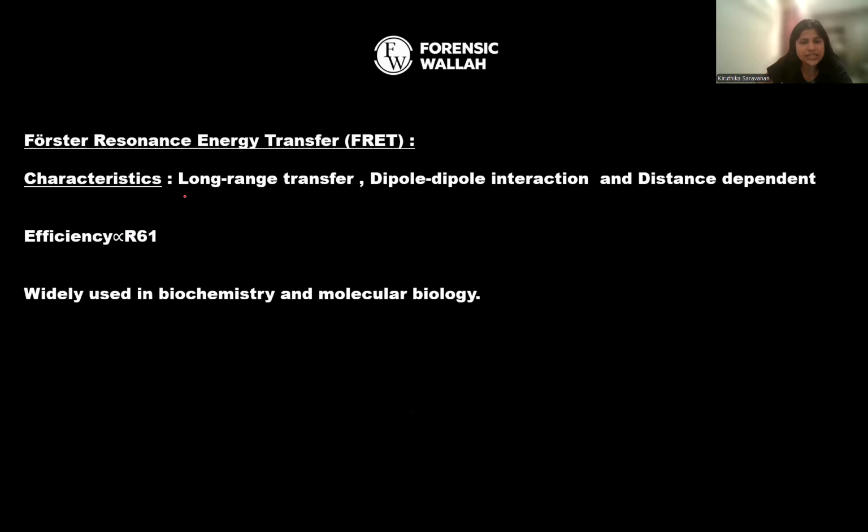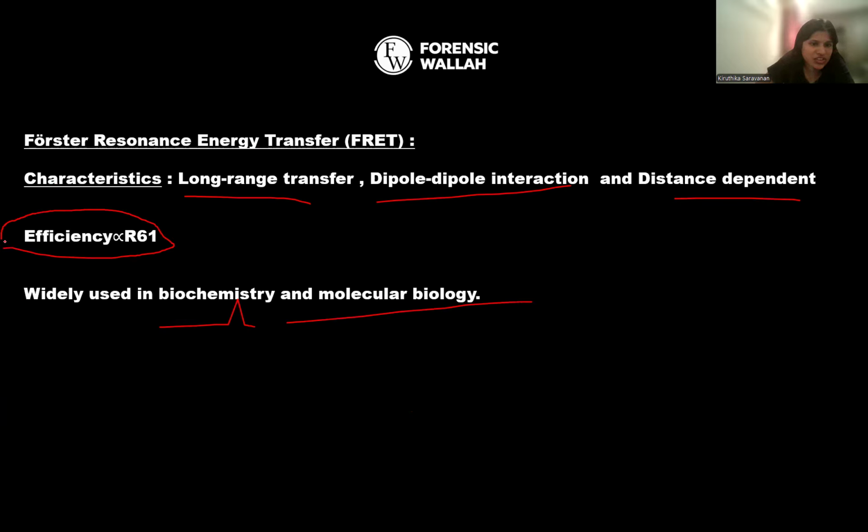So as you can see, FRET is a long range transfer. Dipole-dipole interaction takes place and it is distance dependent, depends upon the distance. So it is used in biophysics, biochemistry, and in molecular biology. And this is very important. The efficiency is directly proportional to 1/R^6. That is very important. So this is about FRET.